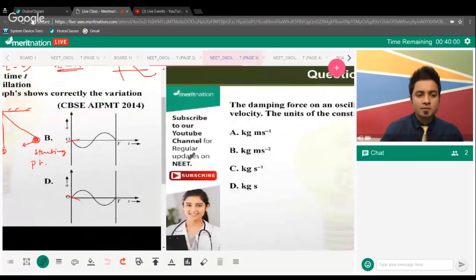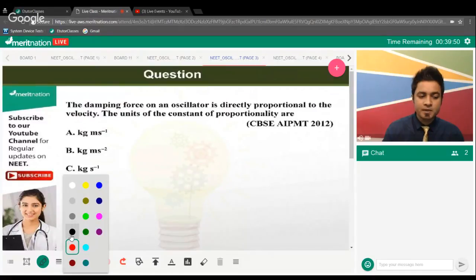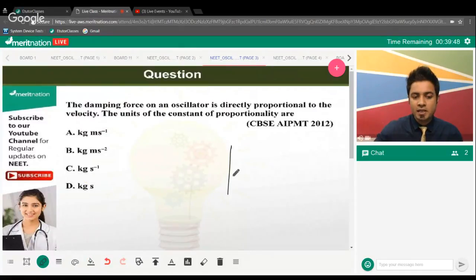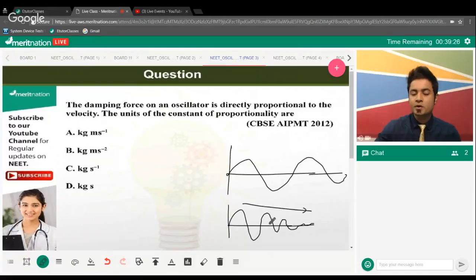So I'm going to take up the next one. Here, the damping force of an oscillator is directly proportional to the velocity. Okay, what is the damping force? Generally we have oscillations like this, where there is no loss of energy, right? But what happens in real life when you put a pendulum and drop it? Its amplitude keeps on decreasing, isn't it? So what is happening in this case? This is how it's going to be, right? So this is the damping force.